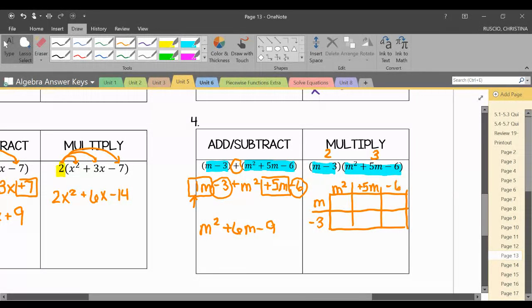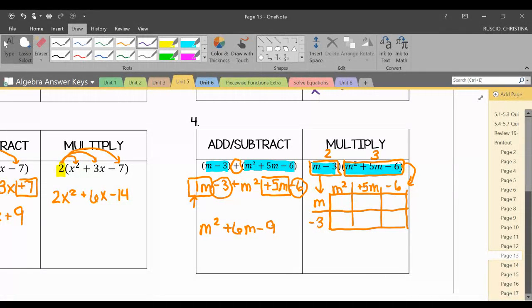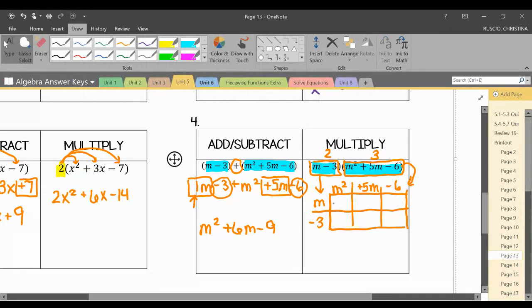And I did the same thing with this blue chunk here. This m minus 3 becomes this side. This m squared plus 5m minus 6 becomes the top. All right, here we go. 6 multiplication problems. Here we go.